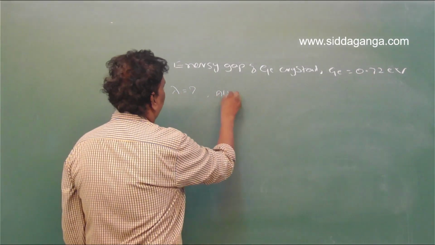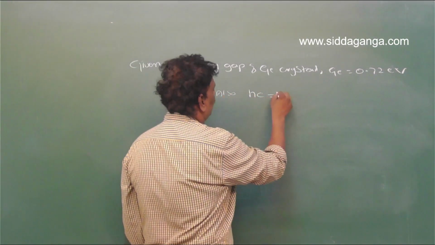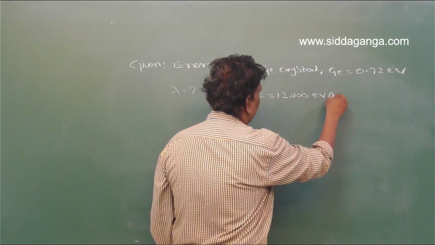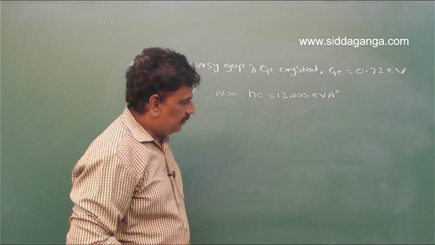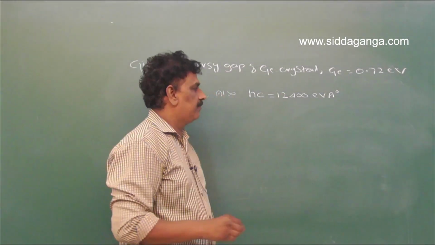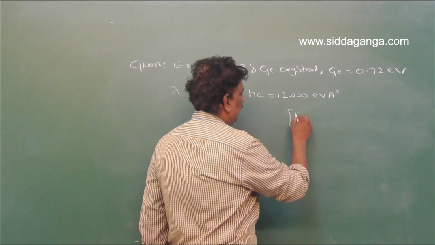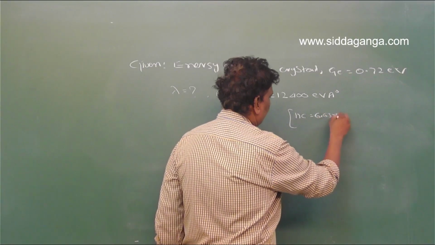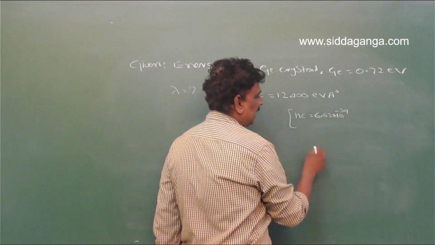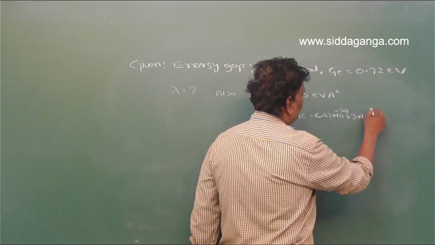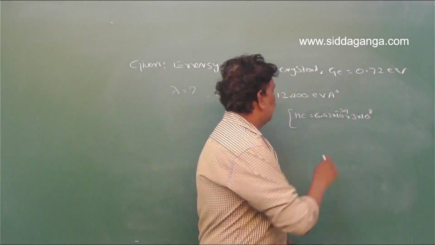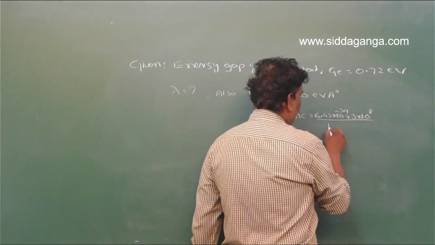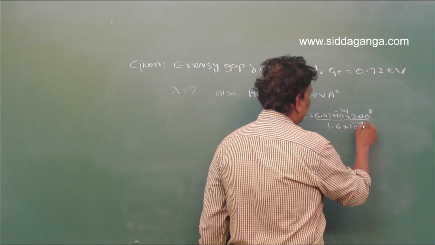And also we have given hc is equal to 12,400 eV angstrom unit. Now this value is given because hc is equal to 6.63 into 10 power minus 34 joule second into 3 into 10 raised to the power of 8. This is the value of hc, divided by 1.6 into 10 raised to the power of minus 19.